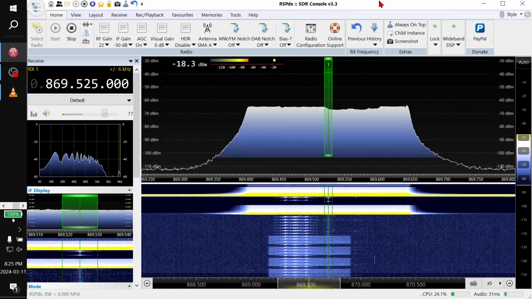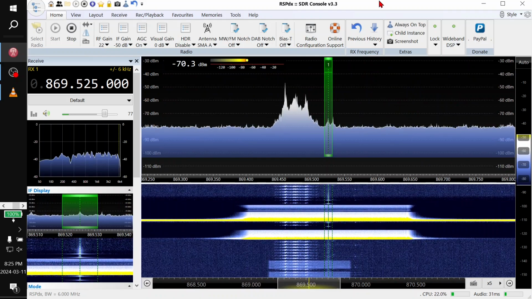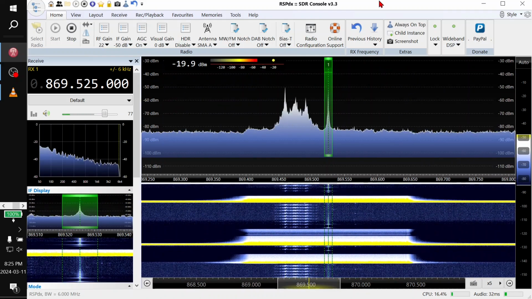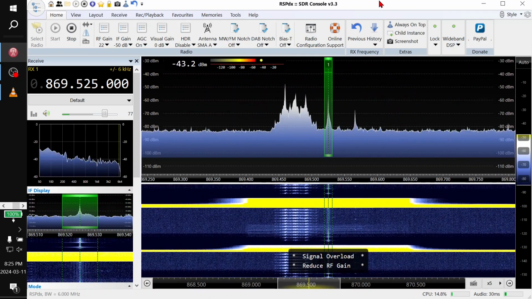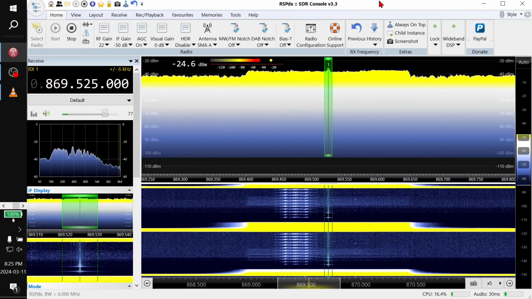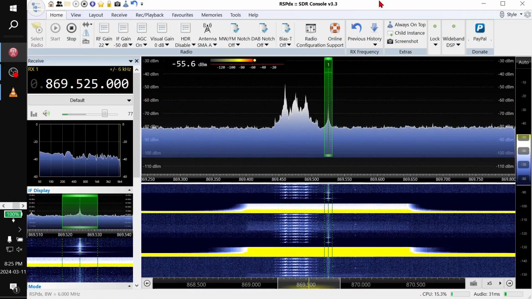moment, those five blocks. And perhaps in the comments you could comment if you know what it is, or if you don't know, or you've got some idea what it might be. And I wonder if it causes any interference. Perhaps you can have a look where you live at this frequency if you've got an SDR.